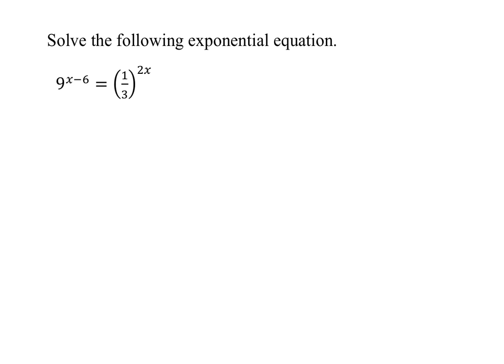In this example, we want to solve the following exponential equation. 9 raised to the x minus 6 power is equal to 1/3 raised to the 2x power. First, you want to notice that the left side has a base of 9 and the right side has a base of 1/3. So the bases are different.